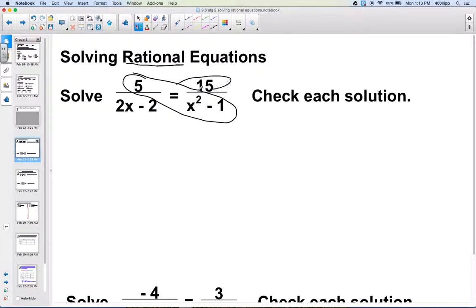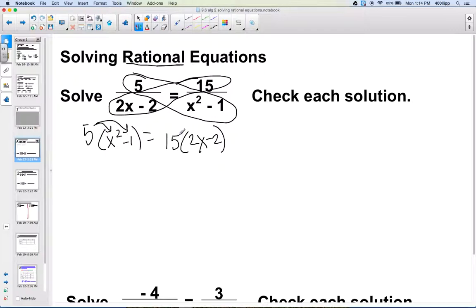So we'll multiply 5 times x squared minus 1, and we'll set that equal to 15 times 2x minus 2. So distributing our 5 in and distributing our 15 in, we get 5x squared minus 5 is equal to 30x minus 30. Since we have an x squared on one of the sides, we're going to bring everything to one side. So I'll subtract 30x, I'll add 30 to both sides.